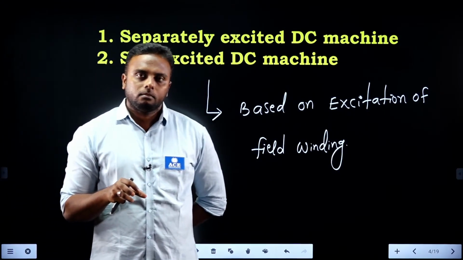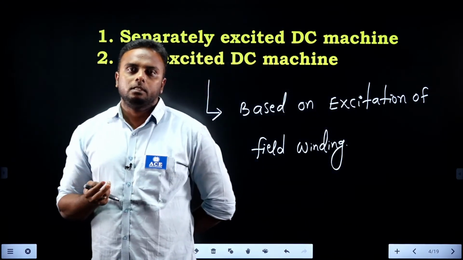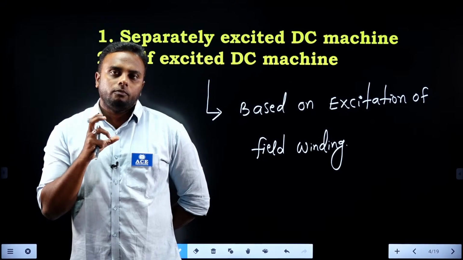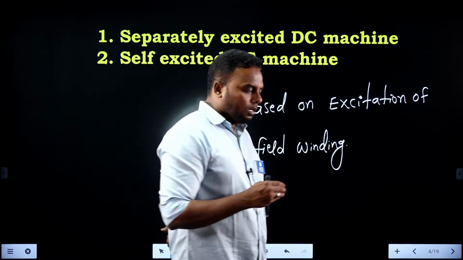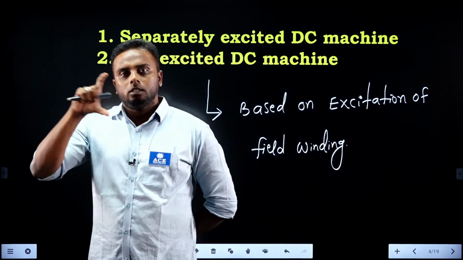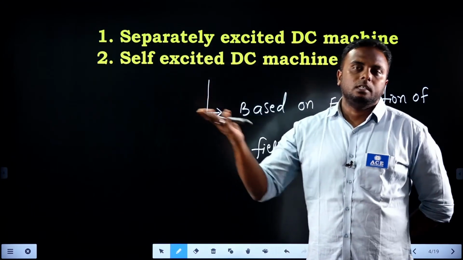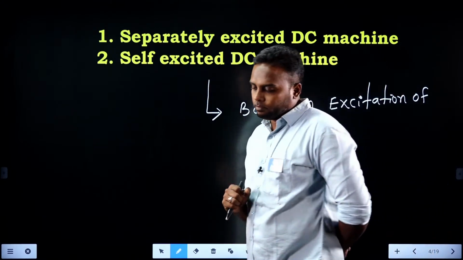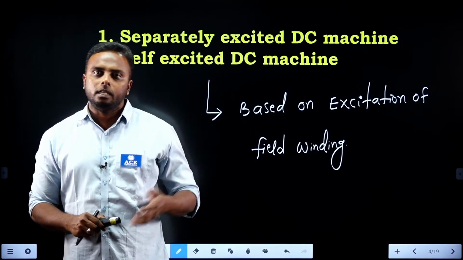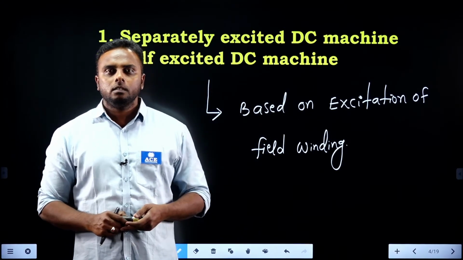How are we giving excitation? Generally in DC machines, the poles are electromagnets, not permanent magnets. Electromagnets require some DC supply to the field winding to create the required flux. The output of a DC generator is DC voltage only, and if you give the same DC voltage back to the field winding, that is called self-excited. But if we don't use the output of the DC generator and use some other external DC voltage source for the field winding, that is called separately excited.